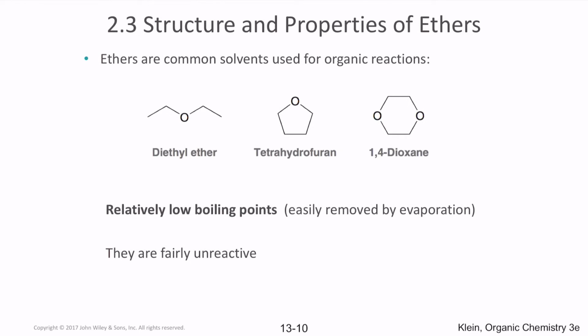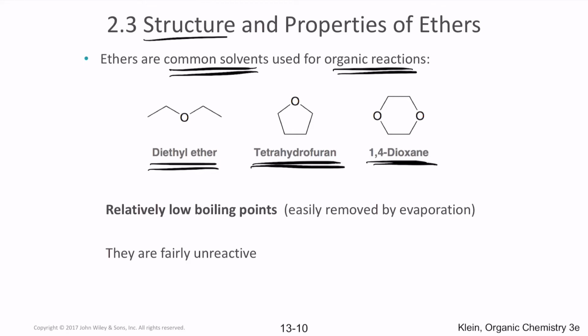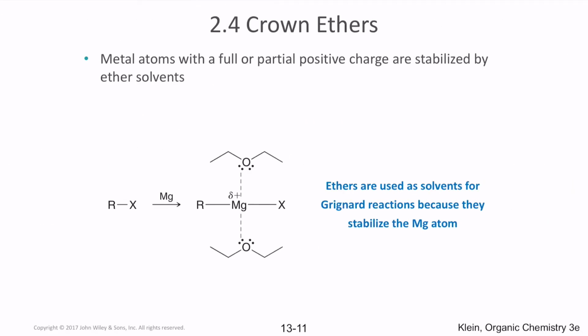Now, let's look at the next part. Ethers are generally used as common solvents, specifically for organic reactions. For example, the more common ones that you will see are diethyl ether, tetrahydrofuran, and 1,4-dioxane. They have relatively low boiling points, so they are easily removed by evaporation. They are also generally fairly unreactive, which is one of the reasons why they can be used as solvents.